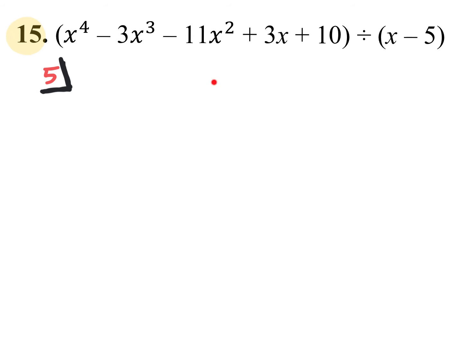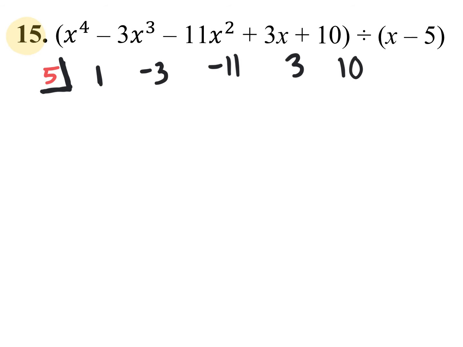Over here, we need a list of all the coefficients, the numbers that are in front of each term, but every single power has to be represented. Do we have any powers missing? No, right? We have x to the 4, power 3, power 2, power of 1, constant. We're good. We don't need any zeros. So what's the list? 1, negative 3, negative 11, 3, and 10.